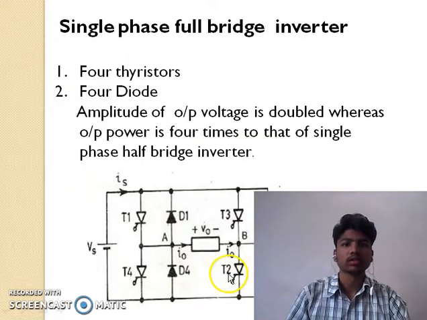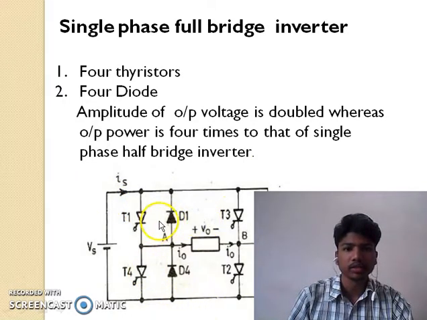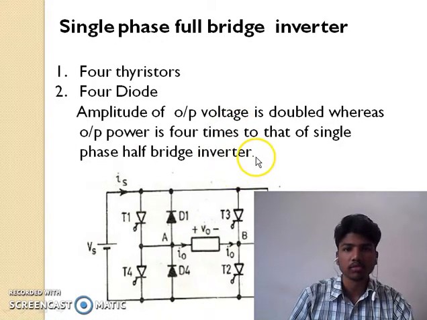Single-phase full-bridge inverter. This is the diagram of a single-phase full-bridge inverter. It consists of 4 thyristors, 4 diodes and 1 voltage source. The amplitude of output voltage is doubled, whereas output power is 4 times that of the single-phase half-bridge inverter. This is the main advantage over the single-phase half-bridge inverter: the output voltage is doubled as compared to the half-bridge, and power is 4 times. We all know the relation between voltage and power: power is directly proportional to the voltage square.